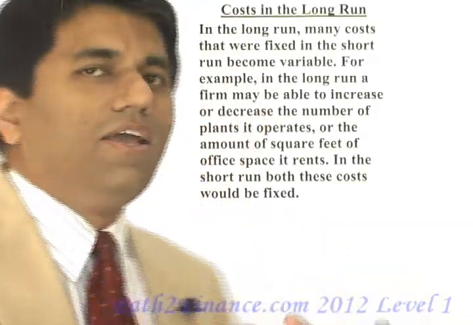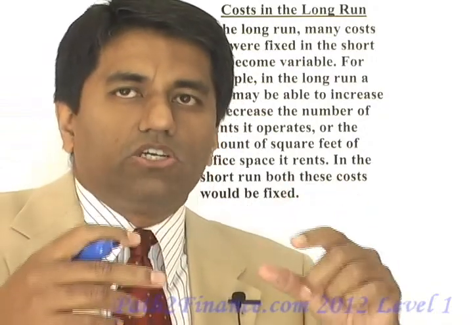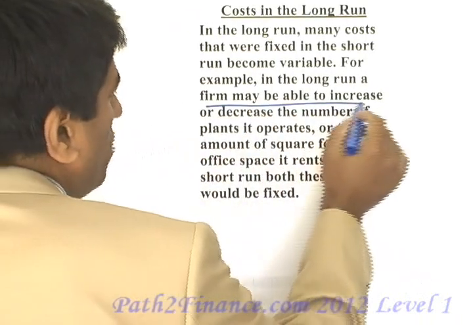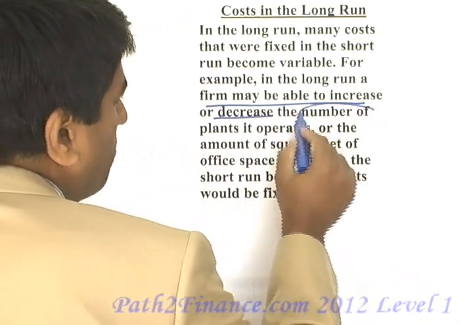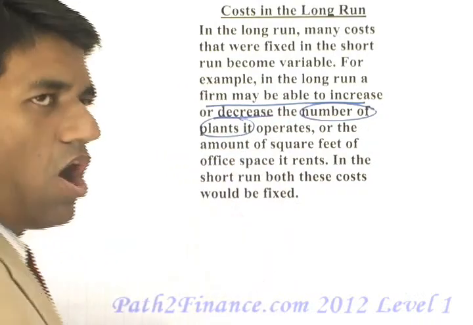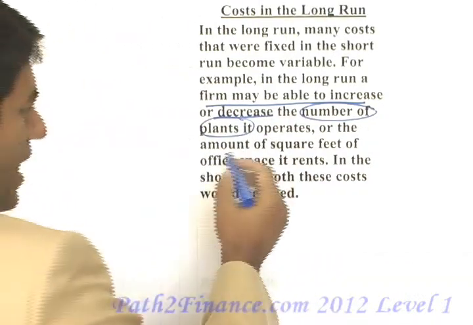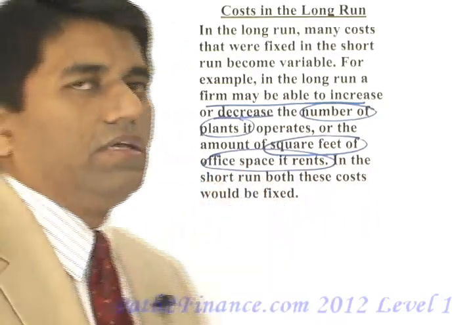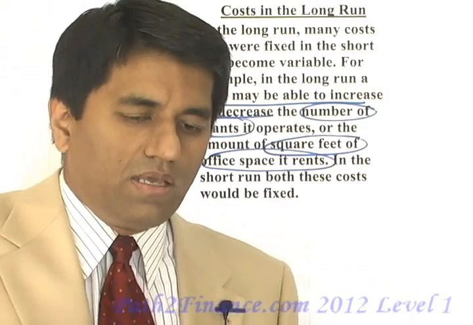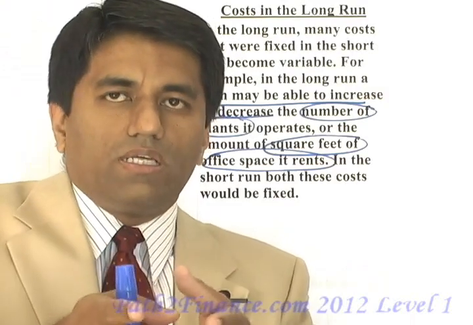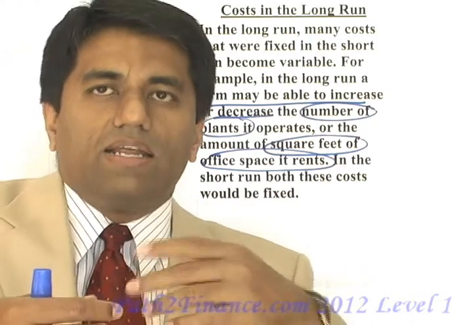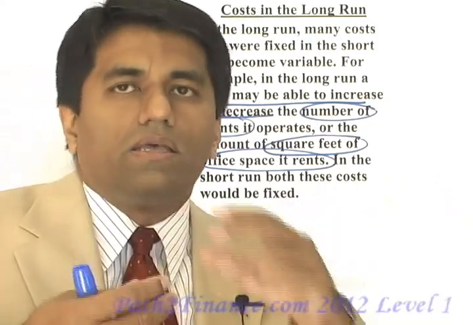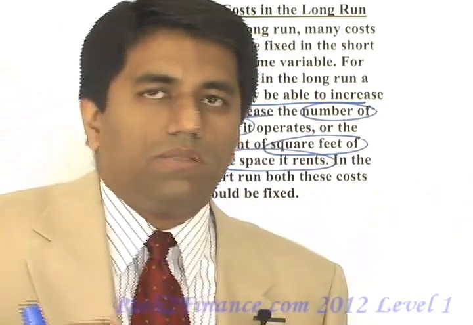In the long run, many of the costs that were fixed in the short run can become variable. For example, a firm may be able to increase or decrease the number of plants it operates, or it can change the amount of square feet of office space it rents. It may be renting office space by the year, so for a time period shorter than a year, the amount of office space that it has to pay for is fixed. However, over many years, the amount of office space it rents is variable.